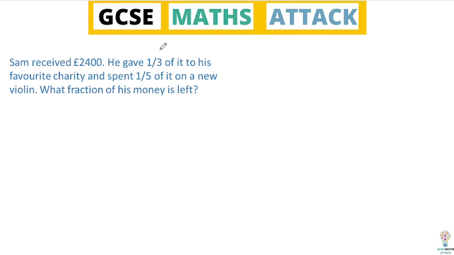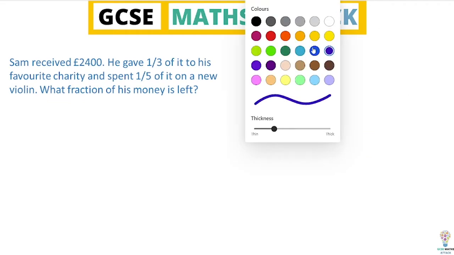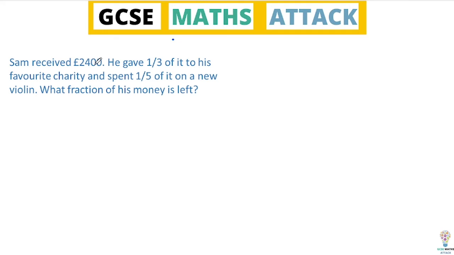Okay, we have another question over here. So the next question says, Sam receives 2,400. He gave 1/3 to his favourite charity. So 2,400 is the key word. A third. Favourite charity. Spends 1/5 of it on a new violin. That's another one. What fraction of his money is left? So you've got a bar.